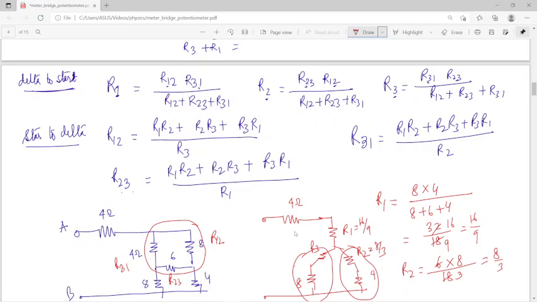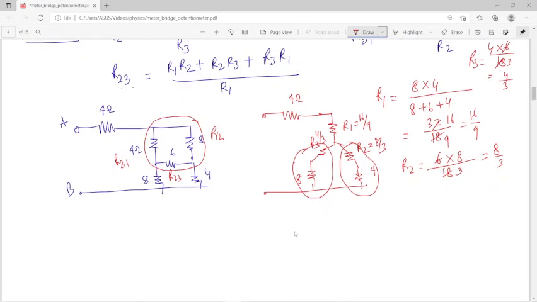That means if we want to calculate R3, you can calculate. If you practice it, you can solve it in a minute. R31 is 4, and R23 is 6, divided by 18, then what is the value? That means 4 by 3. So this is 4 by 3.